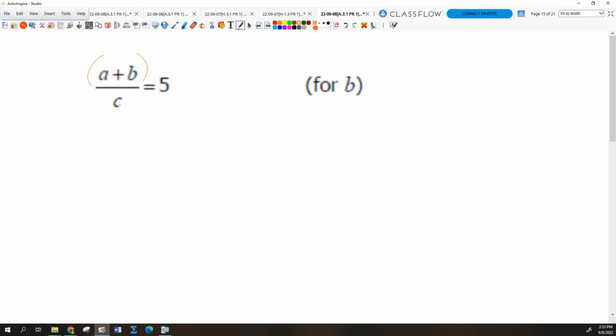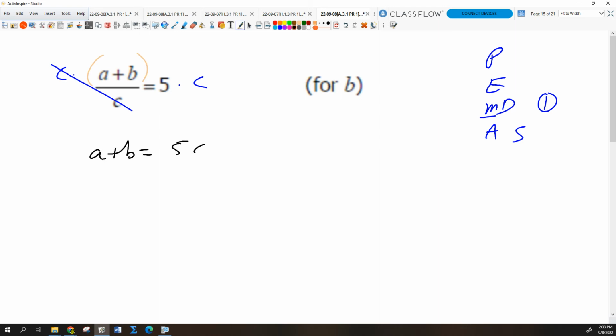So step 1 is to multiply each side by C. So there's step 1. And that cancels the C's. And then we get A plus B equals 5C. Last step to solve for B, subtract A. And that comes up here in parentheses.